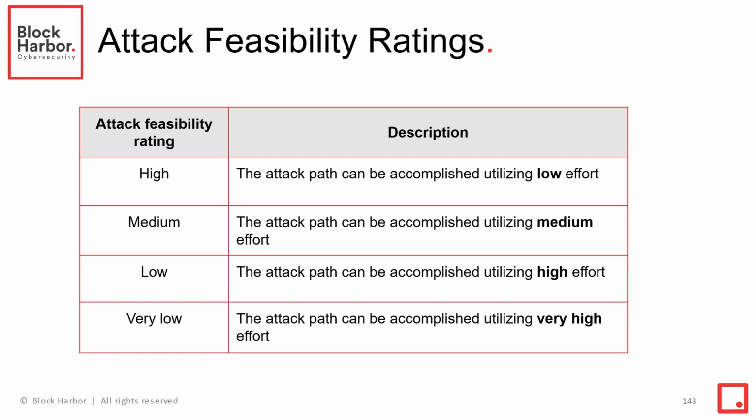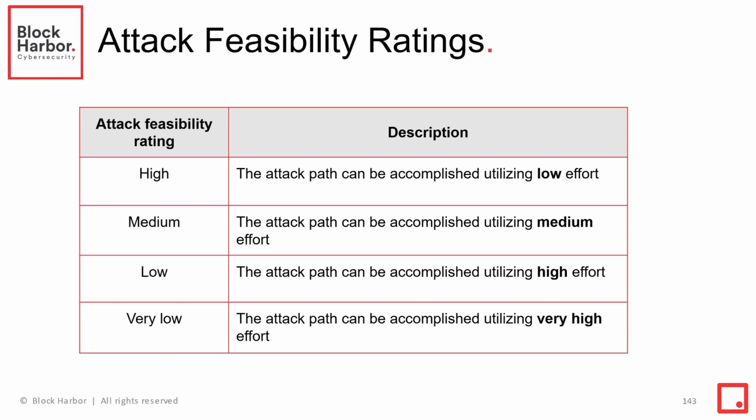Low feasibility. When an attack is rated as having low feasibility, it means the attacker would need to invest high effort to carry it out. This might involve bypassing robust encryption or physically accessing the vehicle's internal systems. These attacks are less likely, but still possible with sufficient motivation and resources. Finally, a very low feasibility rating suggests that the attack path can only be achieved with very high effort. These are typically the most difficult attacks, requiring extensive resources, advanced knowledge, and significant time. For example, reverse engineering proprietary hardware or firmware protected by strong security measures.